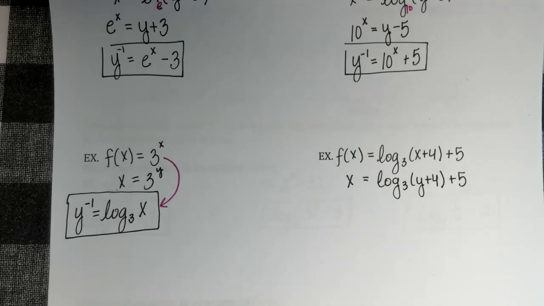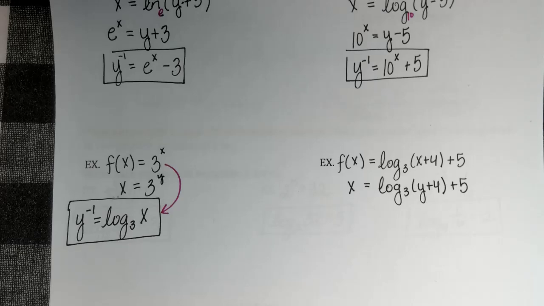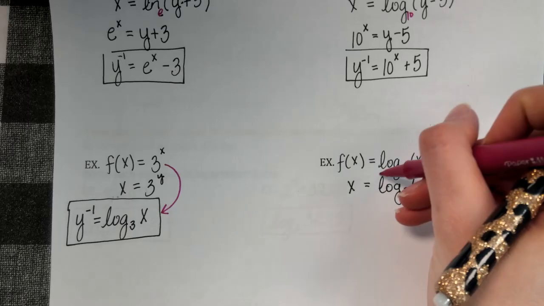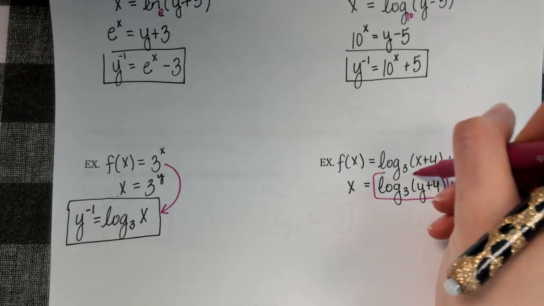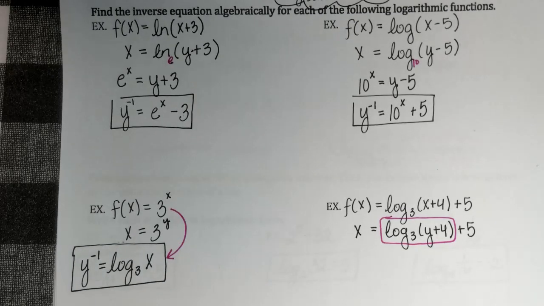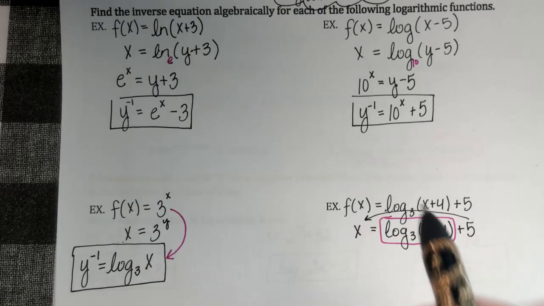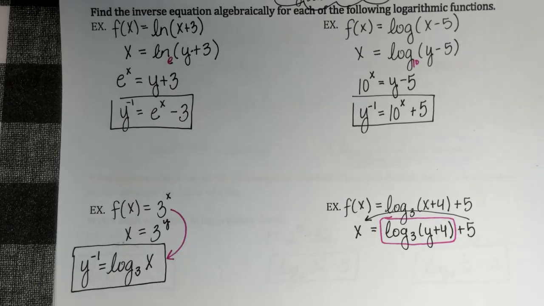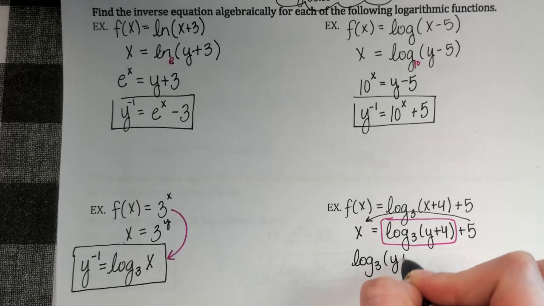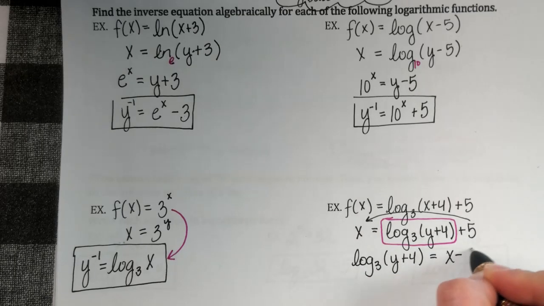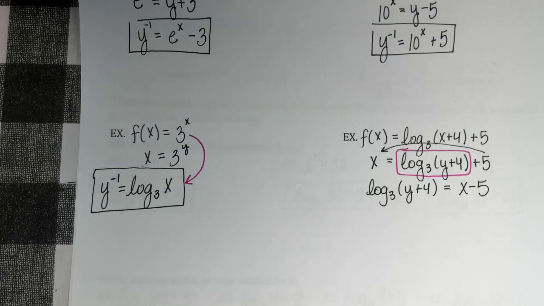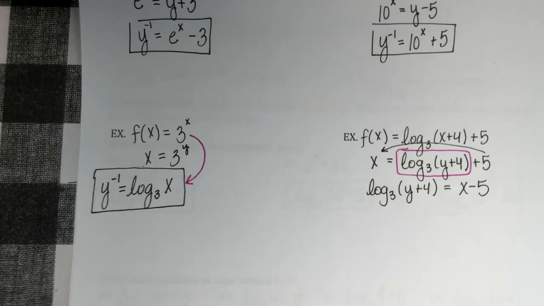So before I rewrite it, I've got to consider this plus 5 tacked on. So this log term is all of this. This is one term. I need to move this 5 away from the log before I can rewrite it. So that means I've got log base 3 of y plus 4 equals x minus 5. Then you can rewrite it. You have to isolate your log before you can rewrite it.